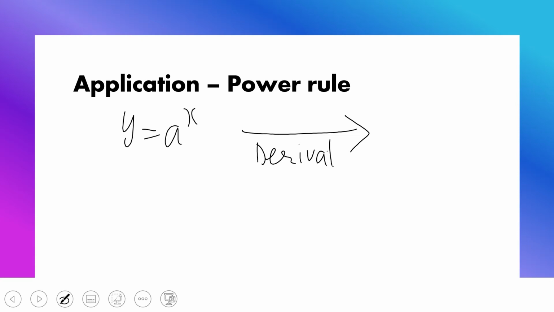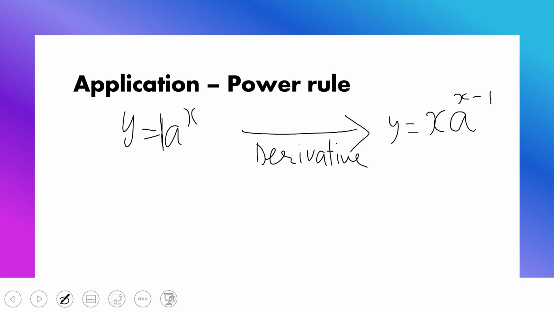is just, so here you have a hidden 1, you just don't write it. A is basically the same as 1a, but people just don't write it. So what happens is you multiply x by the number that is in front of a, which is just 1. So you have x multiplied by 1, which is just x, and then you leave a as it is, and then you minus 1 from the exponent. This is called the power rule in differential calculus.